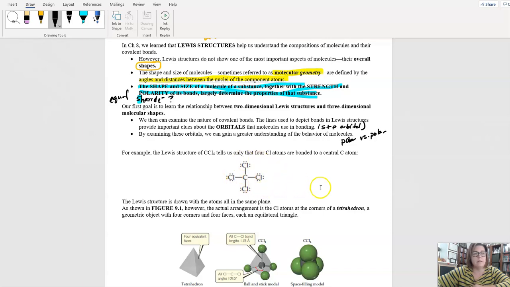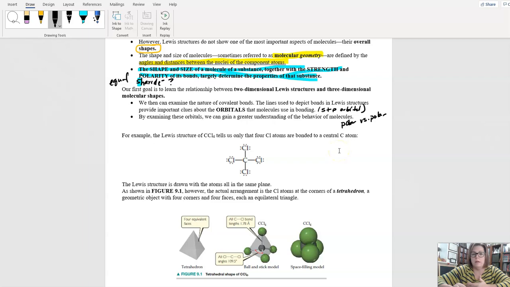Chlorine has 7 valence electrons, so when you do the Lewis structure, you'll get 4 bonds. But in reality, as you saw, it has a true three-dimensional shape. It takes what's called a tetrahedral shape. Tetra meaning 4. So it kind of looks like a tripod.